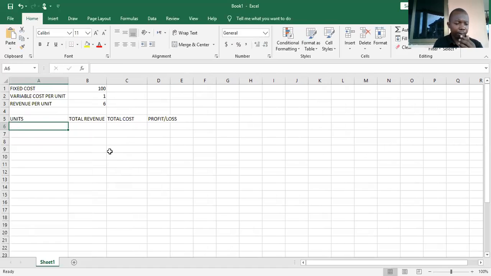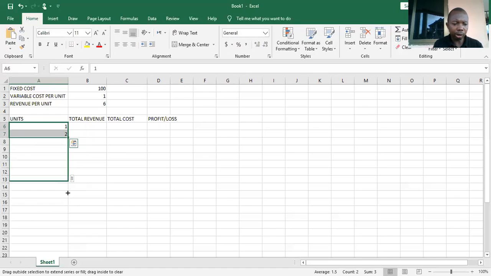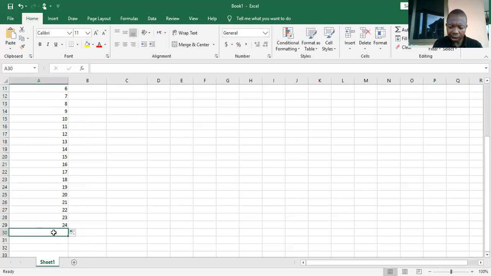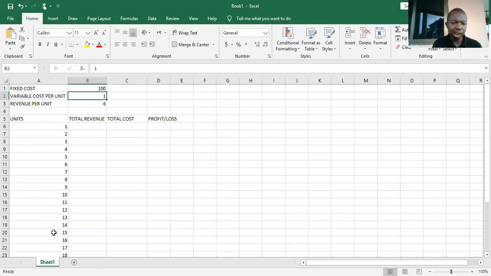Now, this time we've not been given the units that we are to sell, so I'm assuming that we can sell from 1 and beyond. So 1, 2, and let me increase these numbers to, let's say, 25. So assuming that I am to sell 1, 2, 3, 4, 5 up to 25, which can go beyond that. Within this range, I want to find out at what unit I will make no profit nor loss.